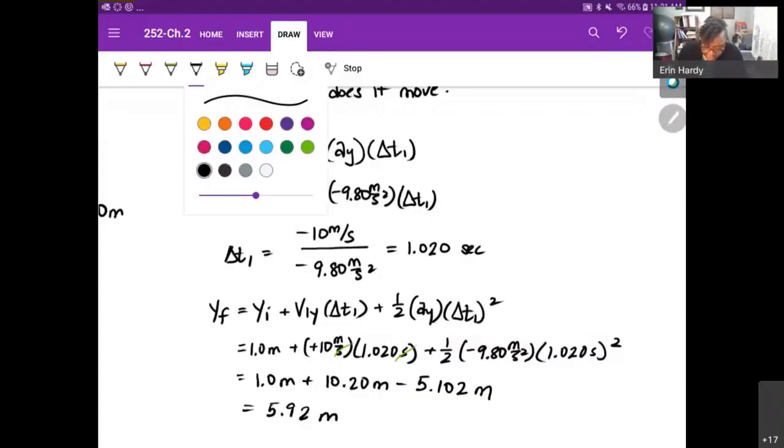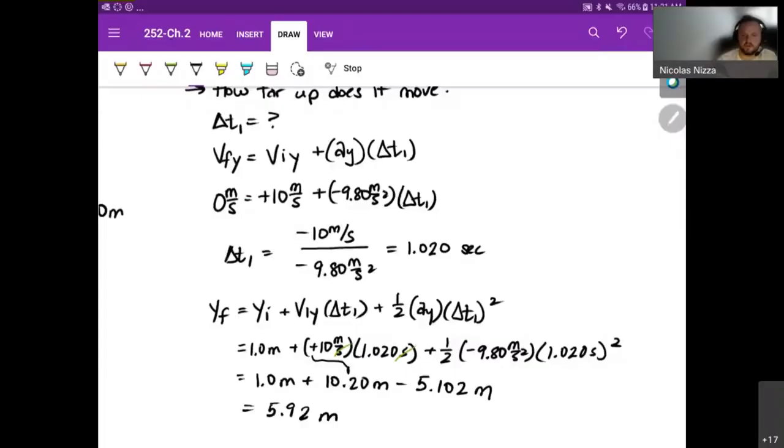1.02 times the 10 meters per second. When you were doing the previous calculation, you said 1.0 plus 10.02, and it's 10.20. Gotcha. Just want to make sure that, minus half of this. Trying to keep my unrounded values here.